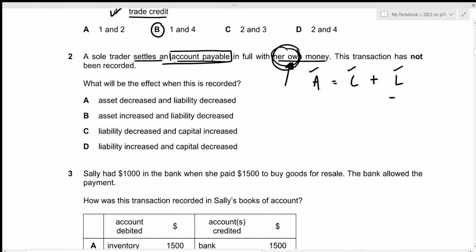This is the new money that the sole trader introduced to the business, which means that additional capital has been introduced in the business. So capital will increase. So the correct answer we're looking for is increment in our capital and the decrement in liability.